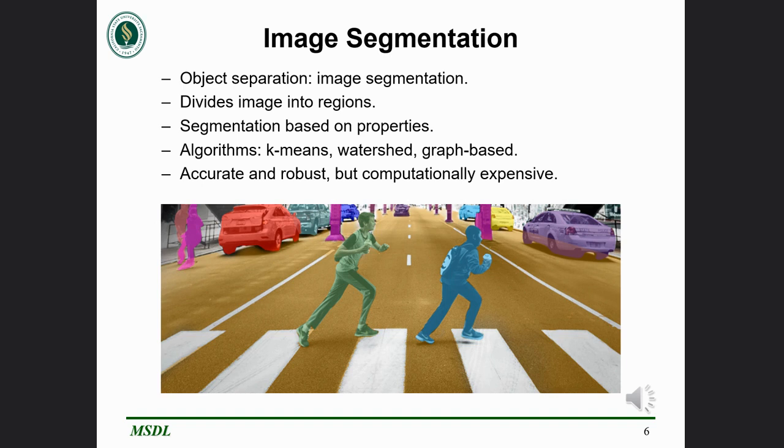Image segmentation can be more accurate and robust than thresholding, but it can be more computationally expensive and require more fine-tuning.